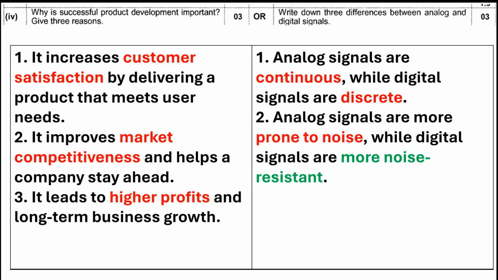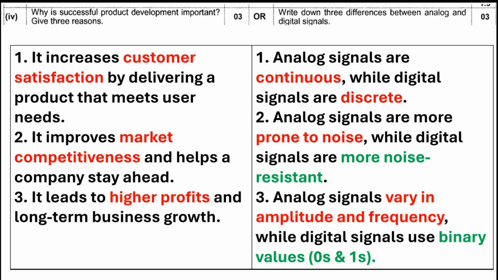Number two, analog signals are more prone to noise, while digital signals are more noise resistant. Analog signals can pick up noise, while in digital signals there is less noise, they are noise resistant. Number three, analog signals vary in amplitude and frequency, while digital signals use binary values, that is 0 and 1.